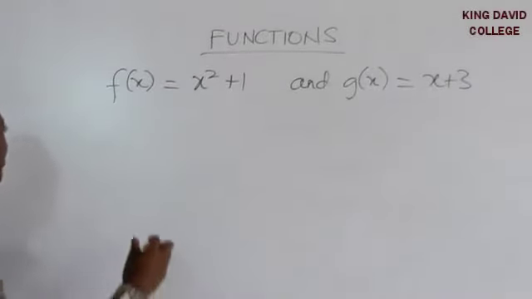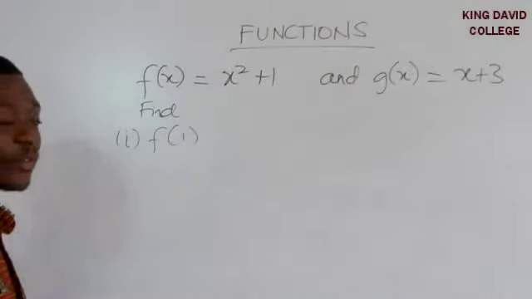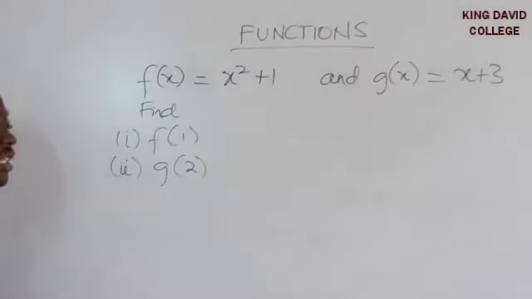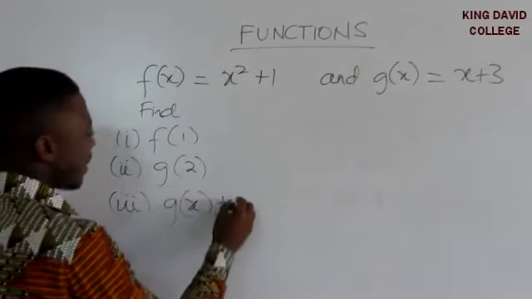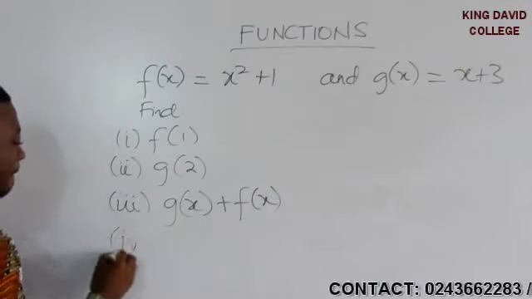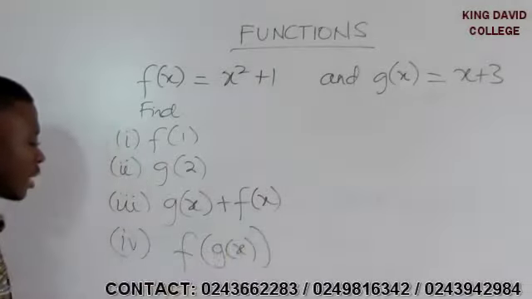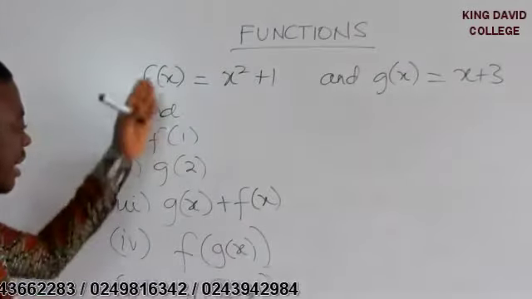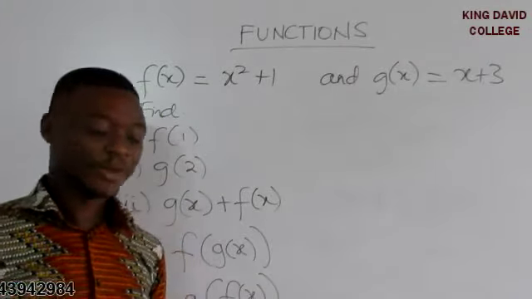And then you are asked to perform these tasks on them. Let's say the question says: (i) find f of 1; (ii) the second task, find g of 2; (iii) find g of x plus f of x; (iv) maybe it goes on to say you should find f of g of x; or maybe (v) is asking you to find g of f of x. So let's say you are given this and you are asked to perform these five tasks we have here. How do we go about it?